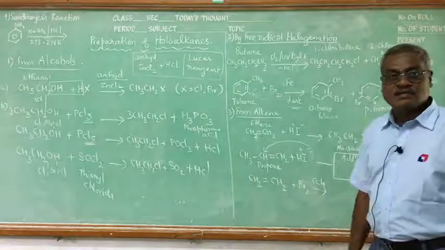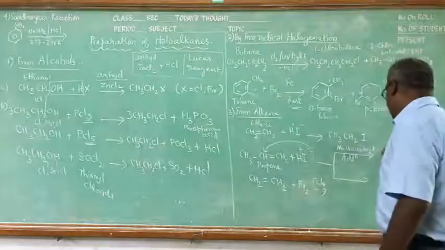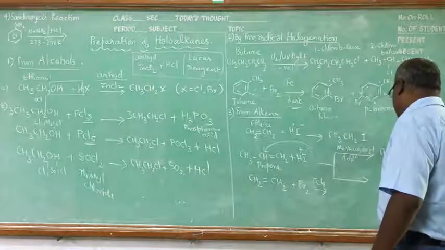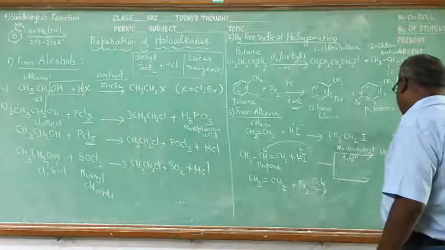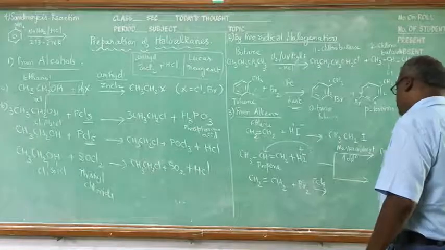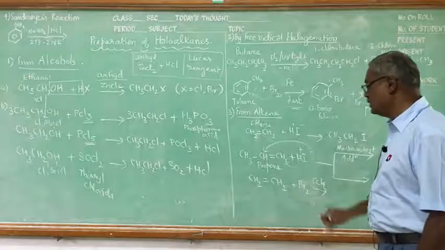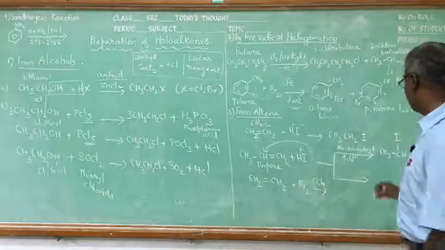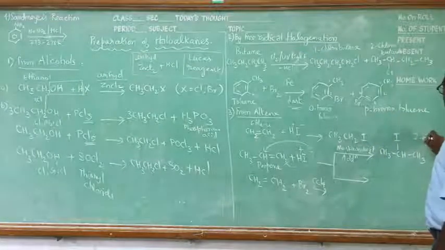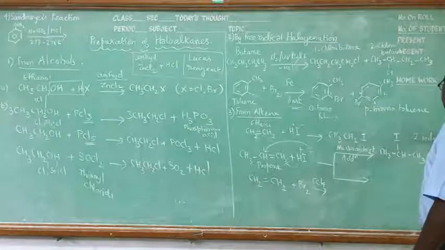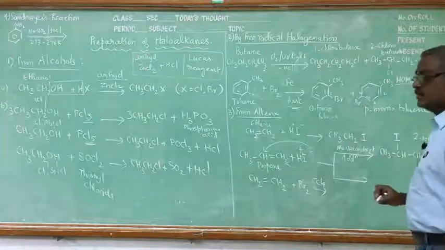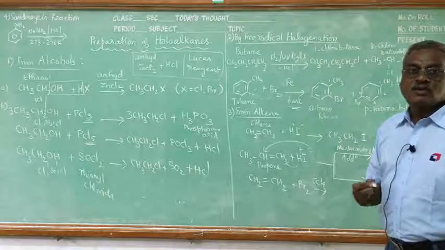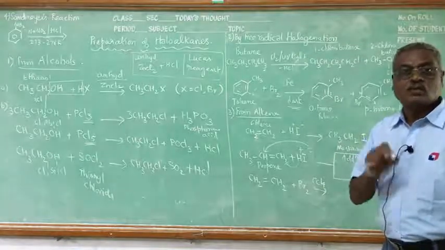Where is the carbon with fewer hydrogens? CH. So here the product you will get is CH3, CHI, CH3. The hydrogen will go and join the carbon containing more hydrogen atoms. So you will get 2-iodopropane as the answer.